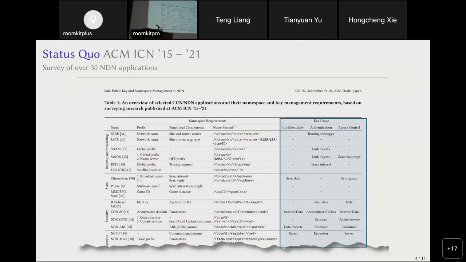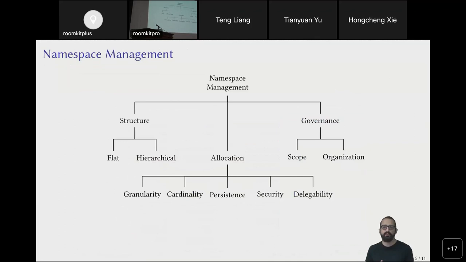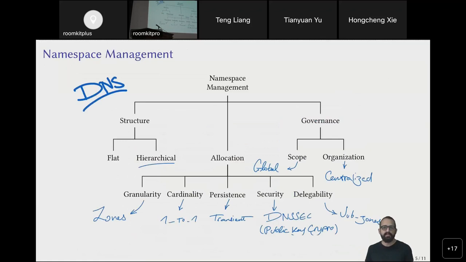We analyze namespace management on three terms: structure, allocation, and governance. If you take the example of DNS, we have a hierarchical namespace that allows delegation or allocation of zones, complete smaller namespaces. The allocation is not persistent and lasts as long as the domain name is delegated. The security is provided by DNSSEC, and every zone owner can further delegate parts of its own namespace to other parties. The namespace is defined on a global scale and is governed in a centralized manner by ICANN and other stakeholders.